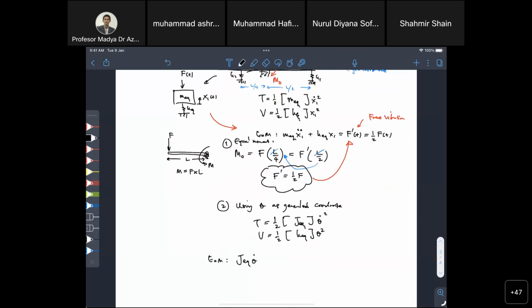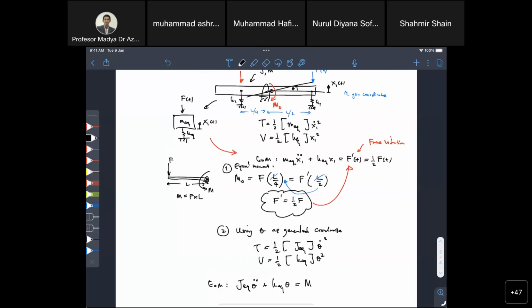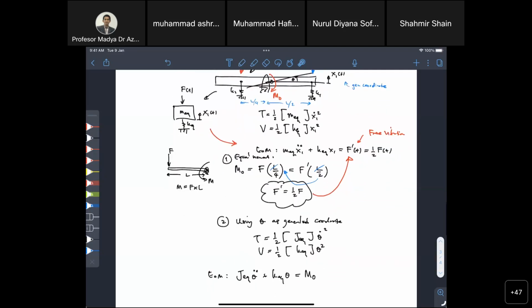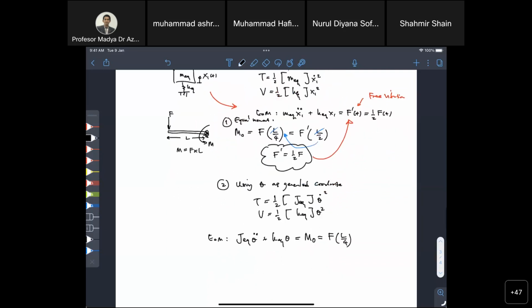So J equivalent theta double dot plus K equivalent torsional theta equals, now this one should be the moment at point O, at the location of rotation. We have the force here, so the force multiplied by L over 4. That should be F multiplied by L over 4. So the equation of motion is correct already.